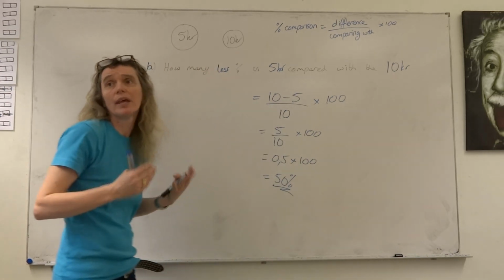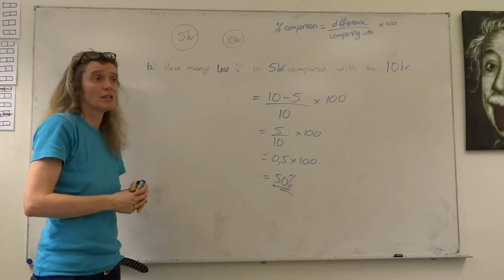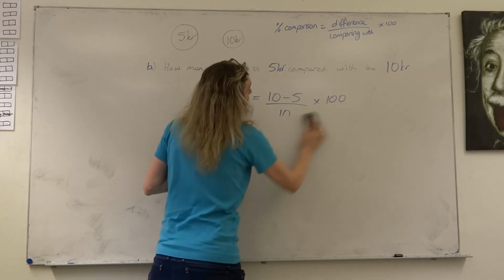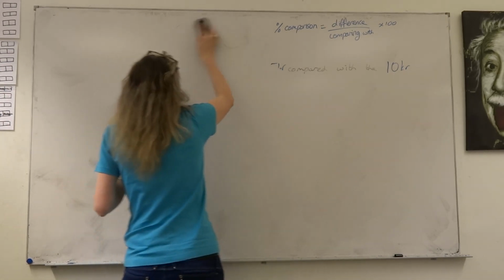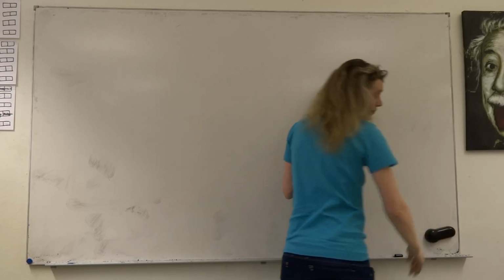And that's really what they want you to understand after having worked on all these questions in the chapter. Comparative percent, and importantly the one you're comparing to should go on the bottom. Makes a big difference to your answer.